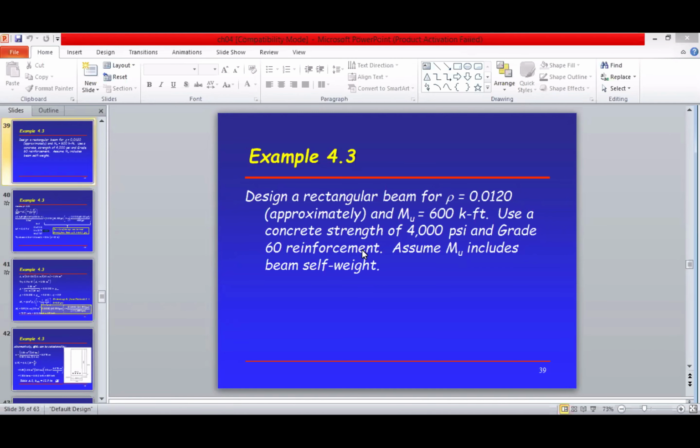So can you see my screen, example 4.3? Anybody? Yeah, we can see. All right, thank you. All right, so let me do some introductory remarks here before we begin.